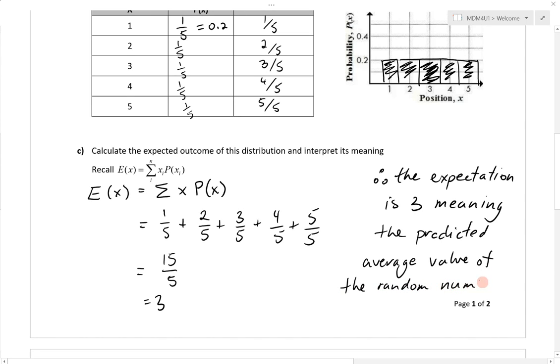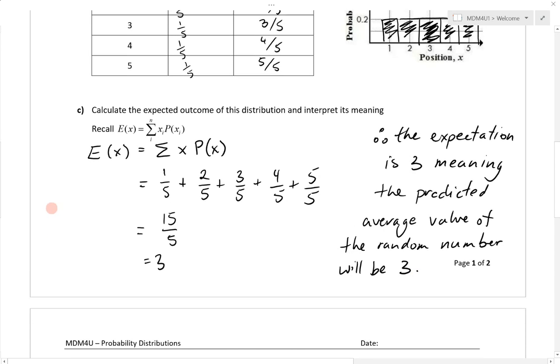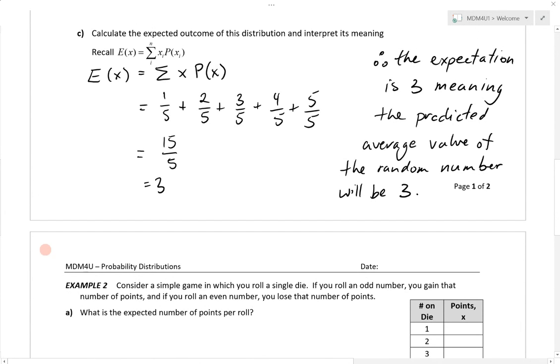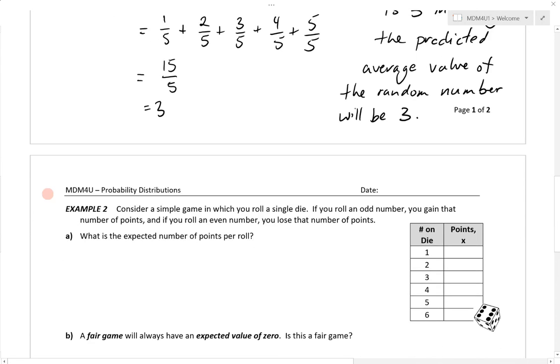But remember, it's an average, right? We compared this to when we did weighted means, and weighted means are just an average. So an expected value is just like a weighted mean, and so it is an average. So the average number that will be generated on that random number generator is 3. And it doesn't necessarily mean that they will automatically show up 3, it's just that that's the average. Okay?